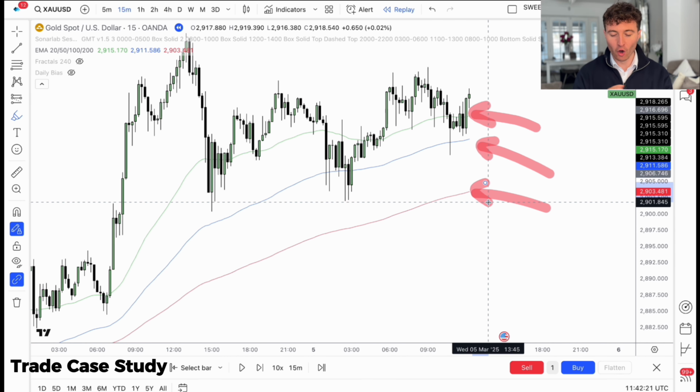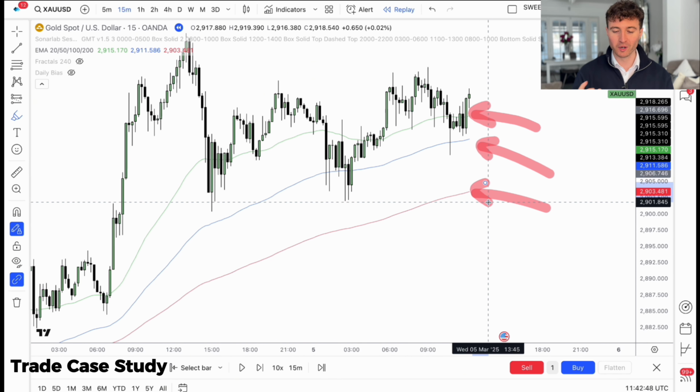If the EMAs were the other way around, so the 50 was on the bottom, the 100 was in the middle, and the 200 was on the top, this would indicate a seller's market. And if the indicators were crossed over, this would indicate a consolidating market, and therefore we would have no directional bias. Okay, great. So I'm going to remove the EMAs, but please keep in the back of your mind that we are long bias on this market right here.